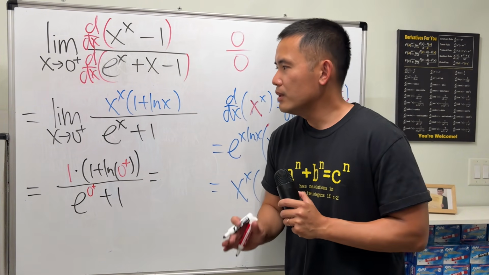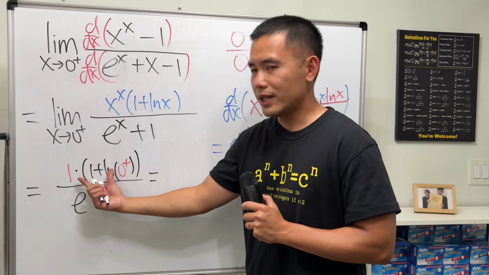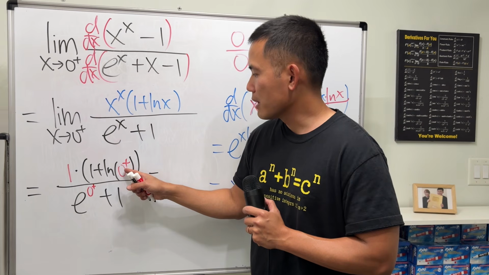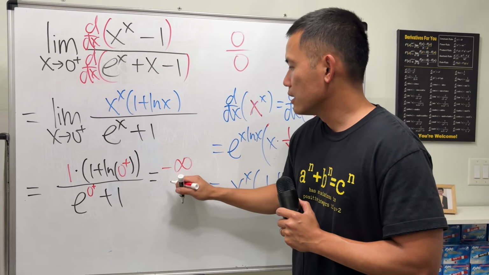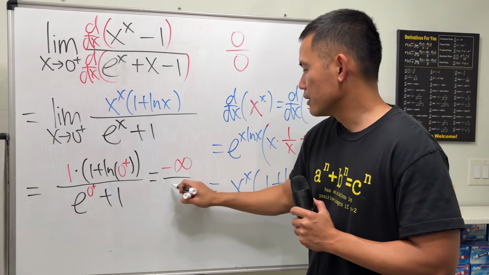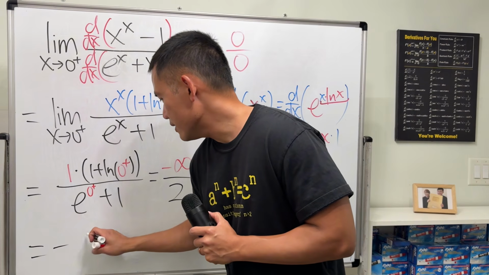Now, be super careful. On the top is what? This is ln of 0 plus, which is negative infinity. Plus 1 doesn't matter, it's still negative infinity, over 2. So you have negative infinity over 2, and you end up with negative infinity.